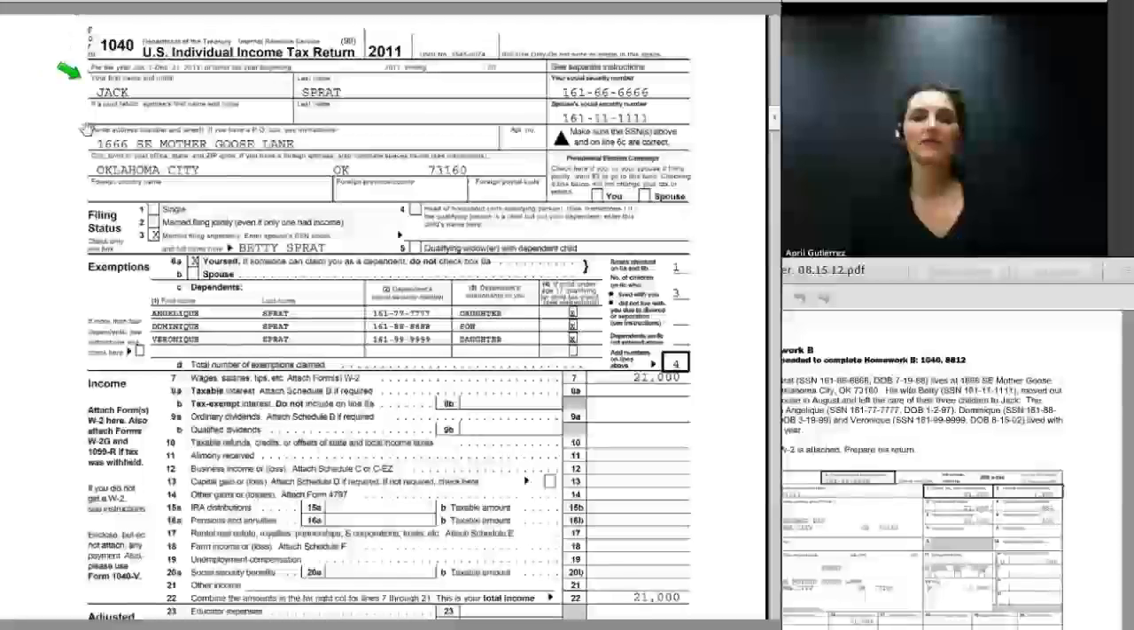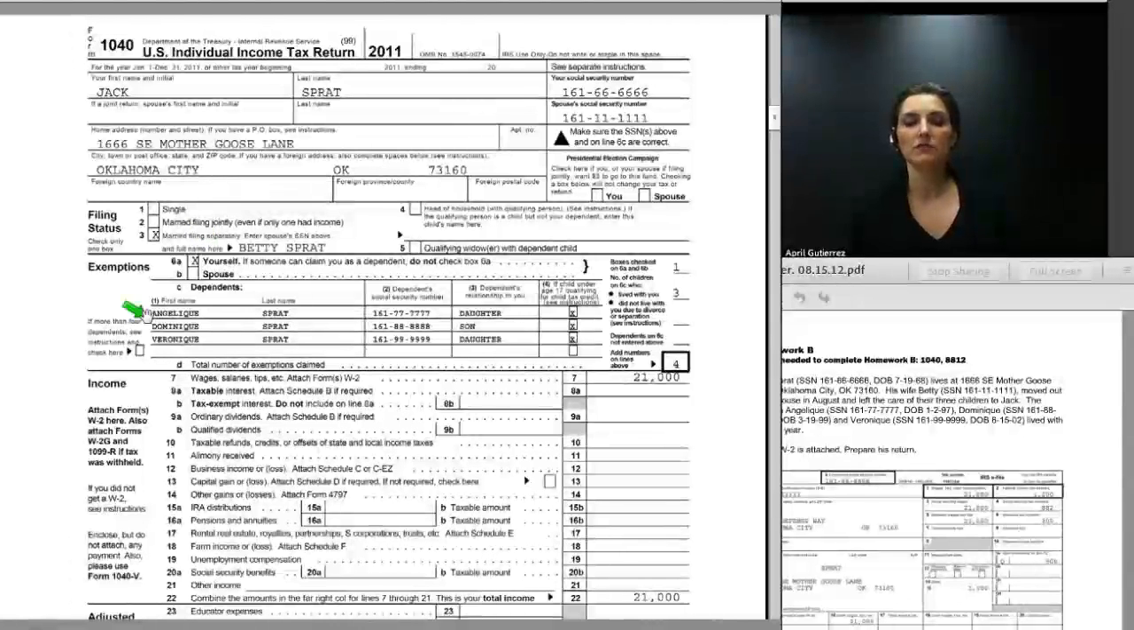And here we have Mr. Jack Spratt's return. In this example for homework assignment B, his filing status is married filing separate, so we do need to enter the Social Security number of his spouse in the space provided, and we also need to enter his spouse's name, Betty Spratt, in the space provided.